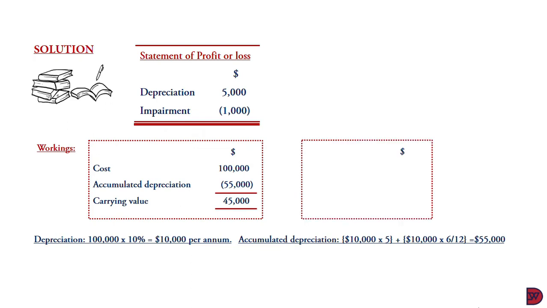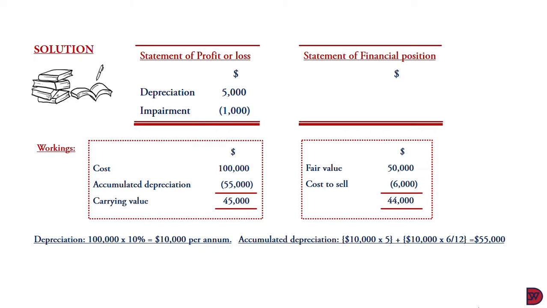When we move to the fair value less cost to sell, the fair value as stated in the question is $50,000. The cost to sell is $6,000, providing the fair value less cost to sell of $44,000. When you compare the two, the fair value less cost to sell is the lower, so there is an impairment of $1,000. So we charge it to the statement of profit or loss.